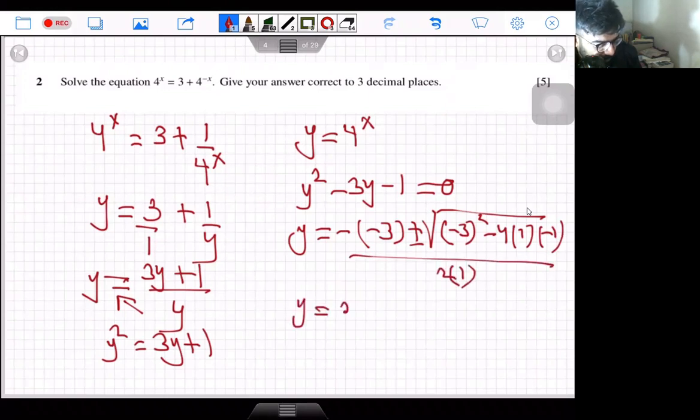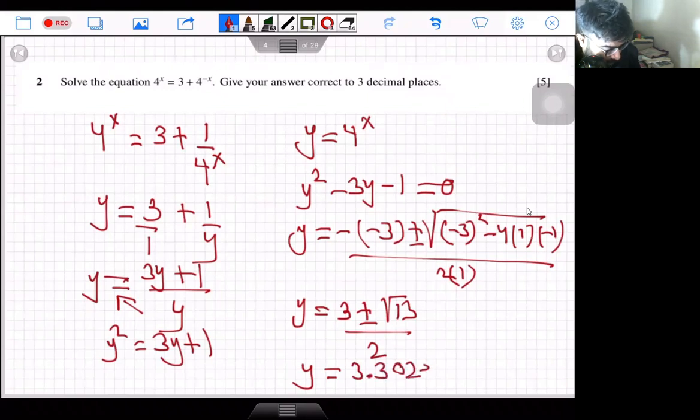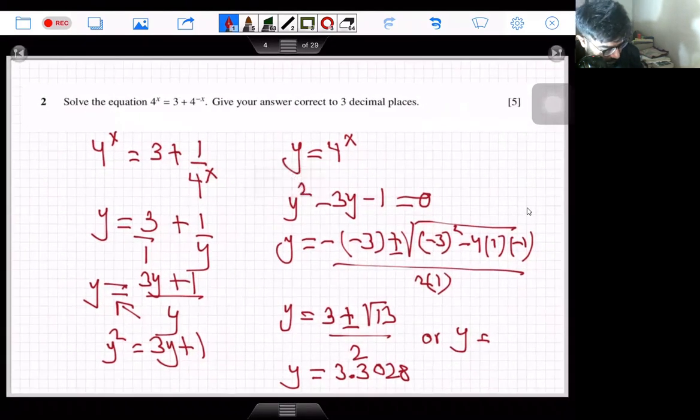So y is equal to 3 plus minus under root of 9 minus 4 times 1 times minus 1. This is under root of 13, and then it is divided by 2. So you have two possible values of y. Y is either equal to 3 plus under root of 13 divided by 2, which is 3.3028, or y is equal to 3 minus under root of 13 and then divided by 2. This is minus 0.3028.